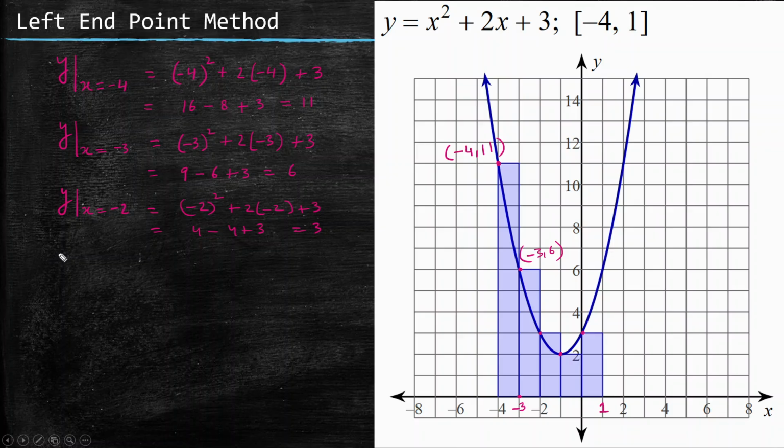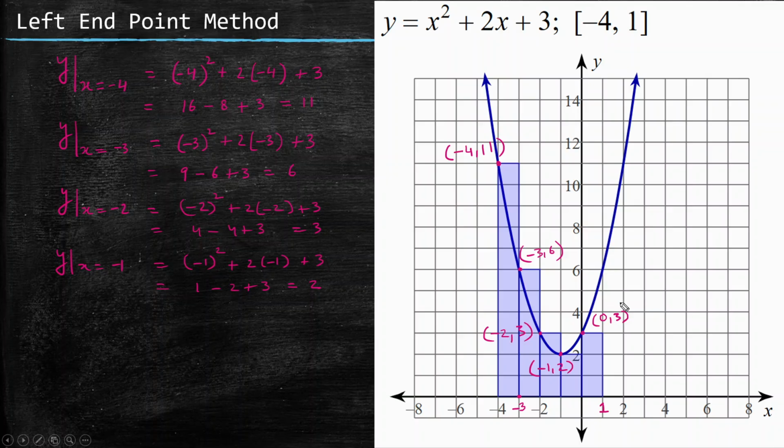Similarly, when x is equal to -1, and when x is equal to 0, the value is 3. So these are the coordinates.